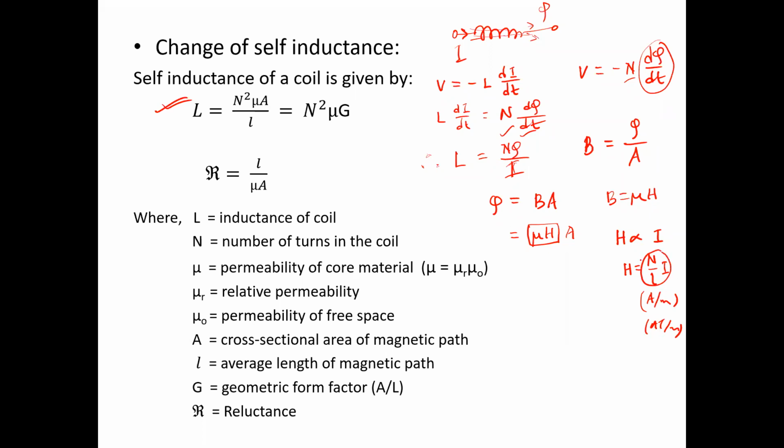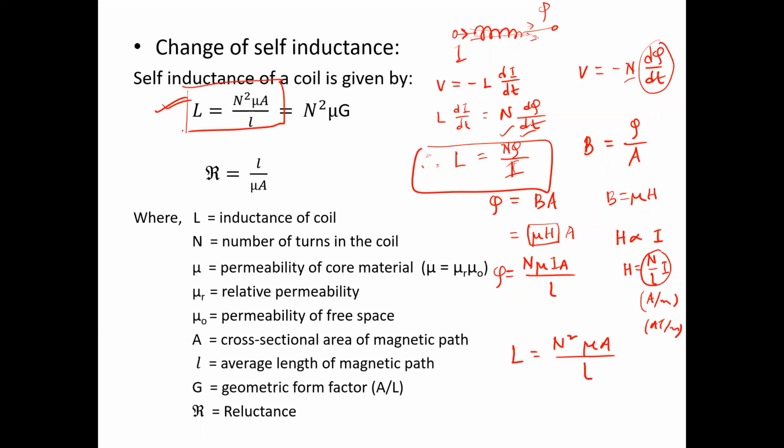If this expression of H is written over here, then we have N mu I into A divided by L. So that is our phi, and from this equation, if we put the value of the expression of phi, that will further reduce to the expression which is shown over here. From this expression you can say that L is a function of the number of turns, the magnetic permeability, the cross-sectional area, and the average length of the magnetic path.